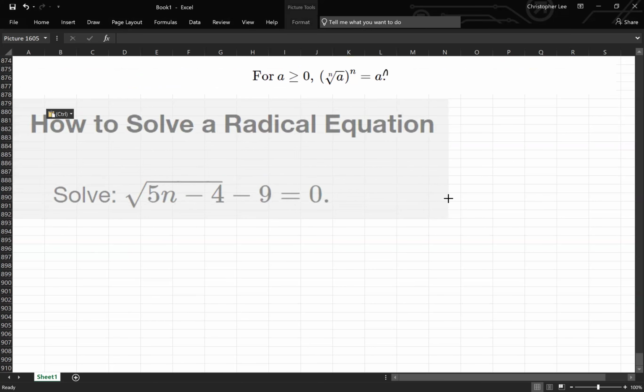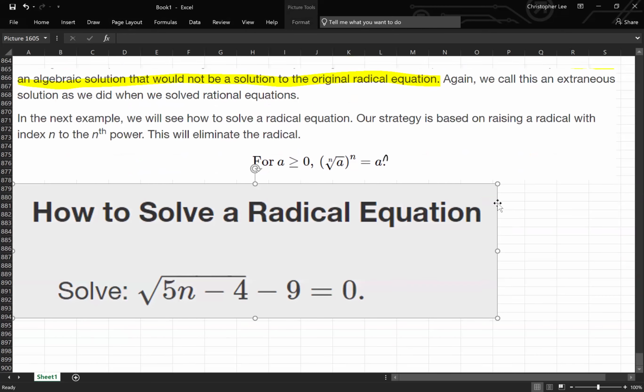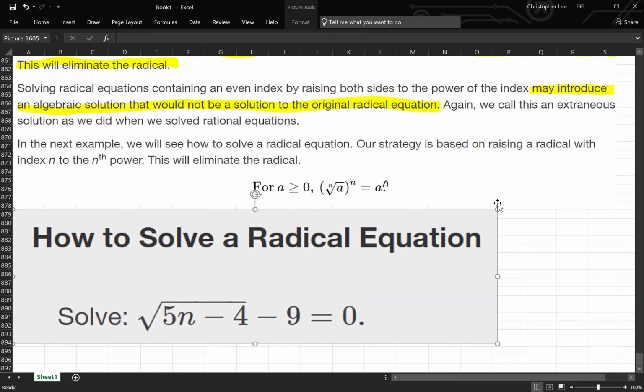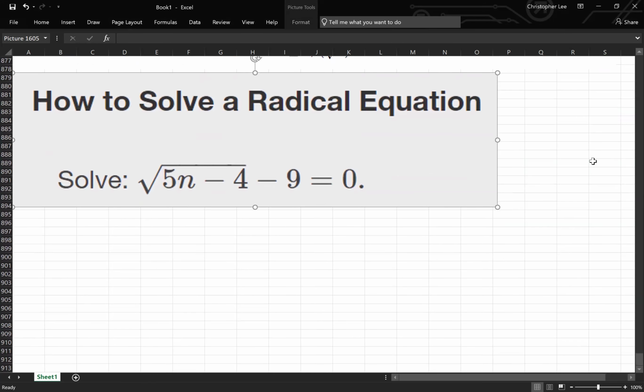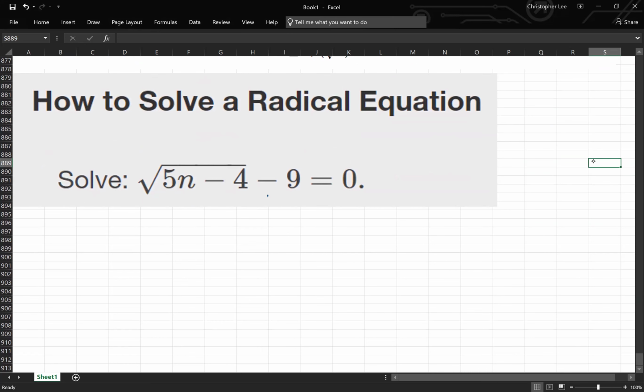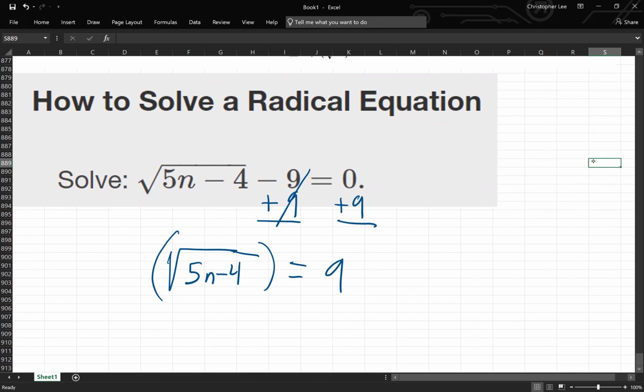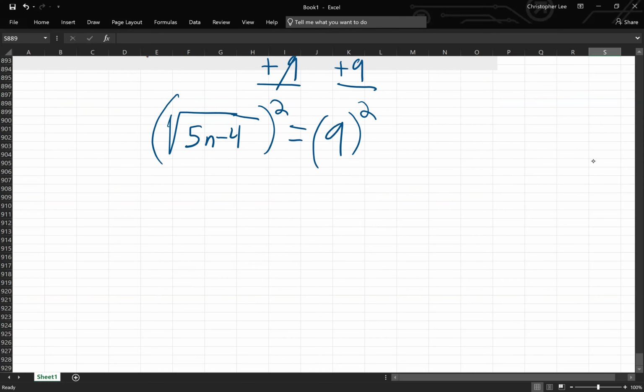So here we go. I want to solve the square root of 5n minus 4, minus 9, is equal to 0. The first thing I want to do is isolate my variable, right? So I'm going to add 9 over here, but what I do to one side, I got to do to the other. So now I have square root 5n minus 4 is equal to 9. Now I want to square this side to get rid of the radical, but what I do to one side, I must do to the other. So now I have 5n minus 4 is equal to 81.